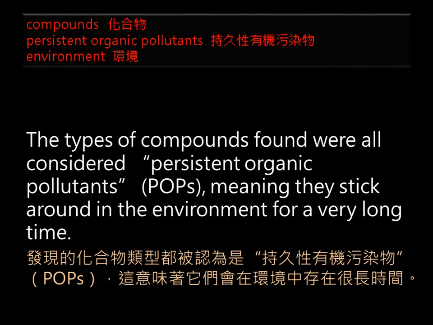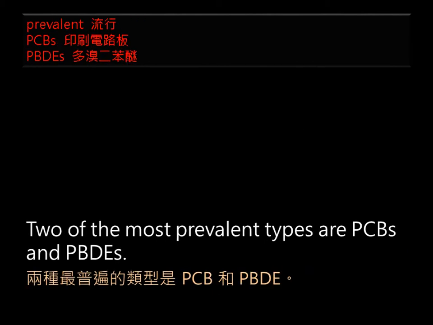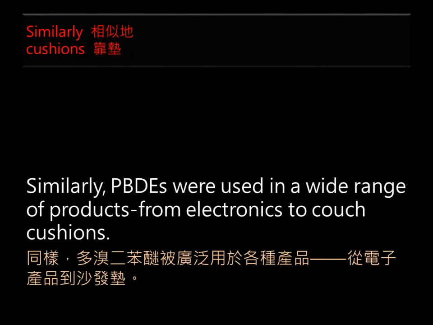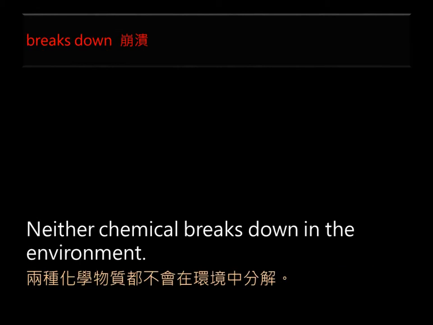The types of compounds found were all considered persistent organic pollutants, POPs, meaning they stick around in the environment for a very long time. Two of the most prevalent types are PCBs and PBDEs. PCBs were once used in many industrial applications, but were outlawed in the United States in the 1970s after being linked to cancer. Similarly, PBDEs were used in a wide range of products from electronics to couch cushions. Neither chemical breaks down in the environment.